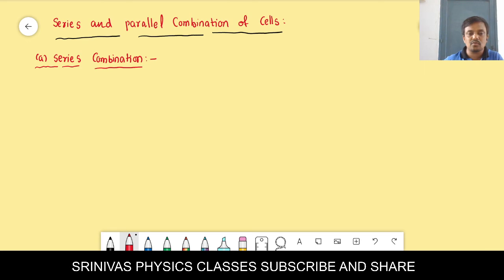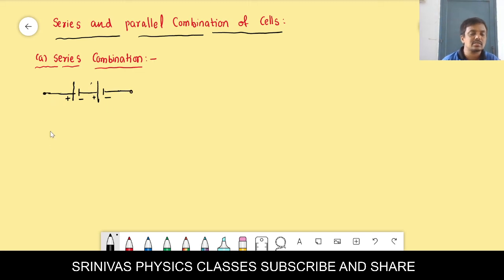Okay, let us go for the continuation, and that is how to connect the cells in series combination. For the purpose, this is considered as the first cell, this is the positive terminal and this is the negative terminal, and this is the second cell positive terminal and second cell negative terminal, right? Here there are two cells we are connecting end to end, and this is said to be series combination. Now these two cells are said to be in series combination.